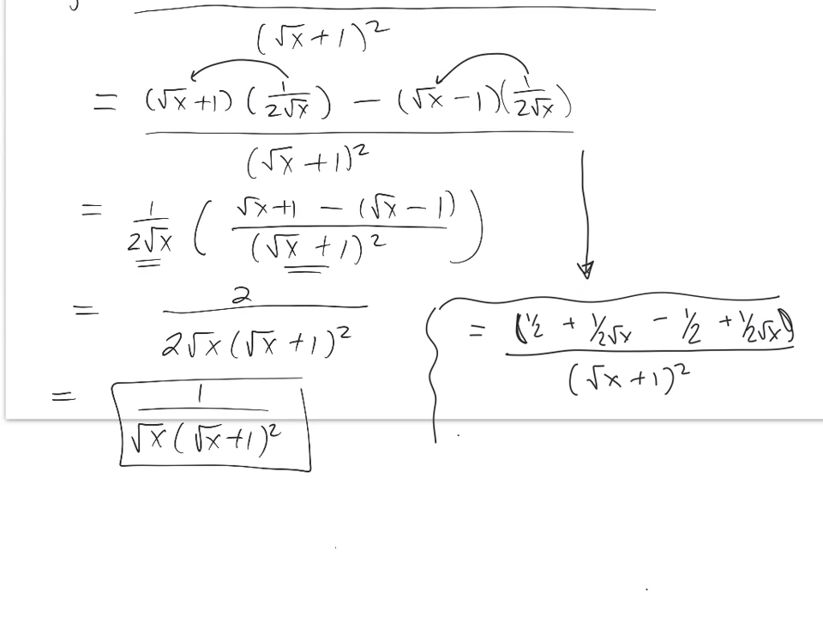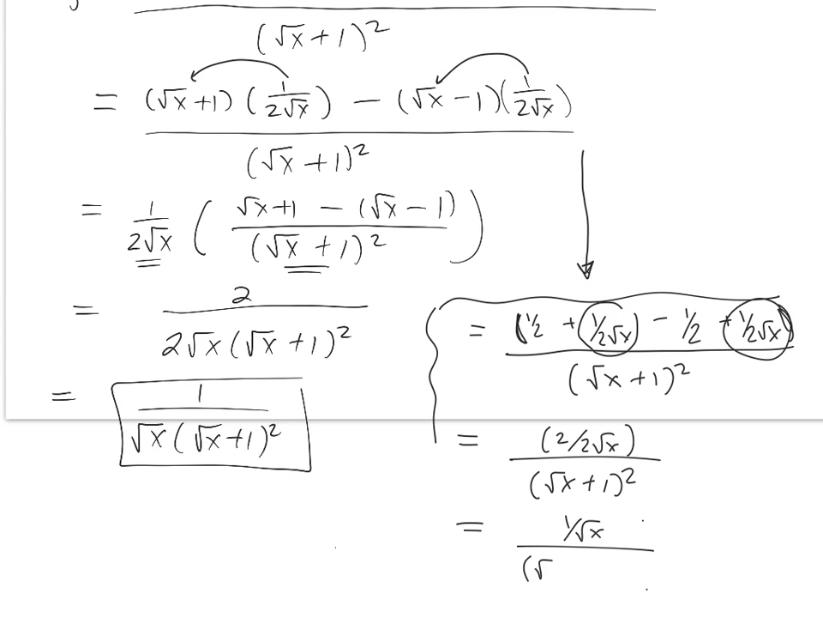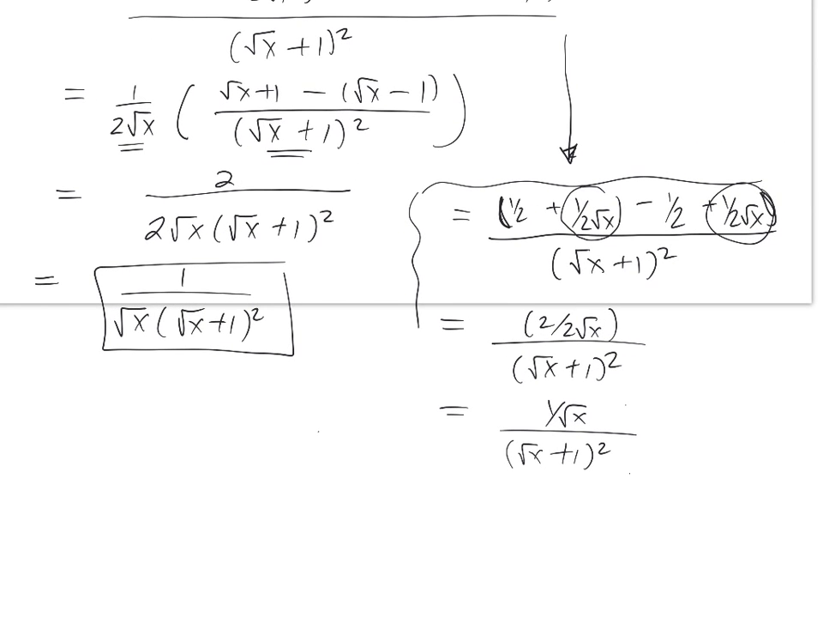And then the 1/2s cancel. And what is 1 over 2 root x plus another 1 over 2 root x? 2 over 2 root x, over root x plus 1 squared, which is 1 over root x times root x plus 1 squared. So the algebra is a little bit trickier that way, right? And the problem there is you have a fraction in the numerator, like a fraction within a fraction. So you can multiply by root x over 1, root x over 1, and it gives you that answer.